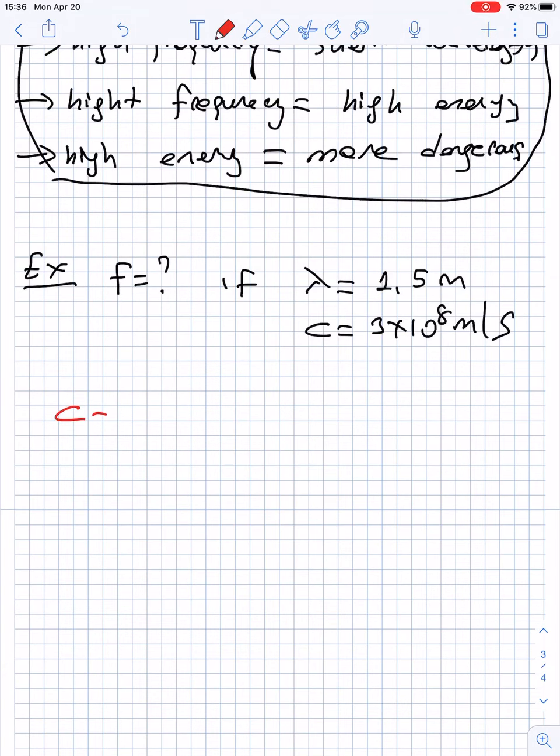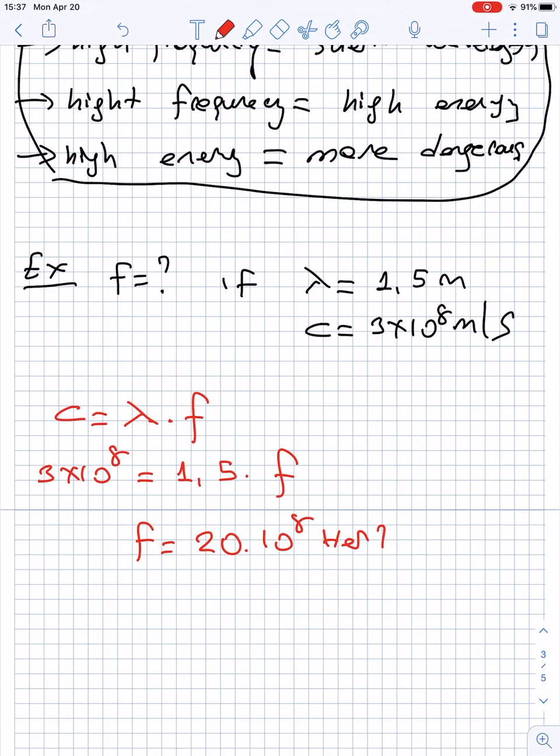If we use this formula, C is equal wavelength multiplying frequency. Speed is 3 times 10 to the 8 and wavelength 1.5 meters and frequency we don't know. After calculate, frequency is equal 20 times 10 to the 8, unit is hertz.